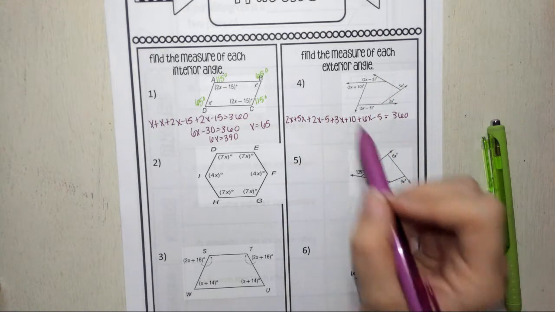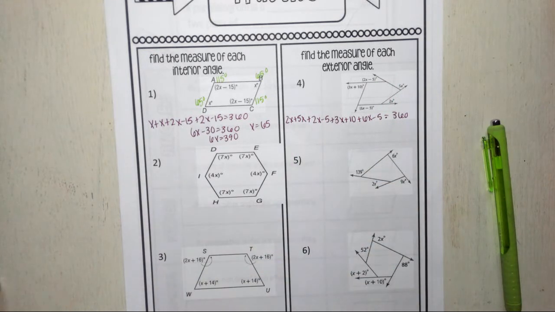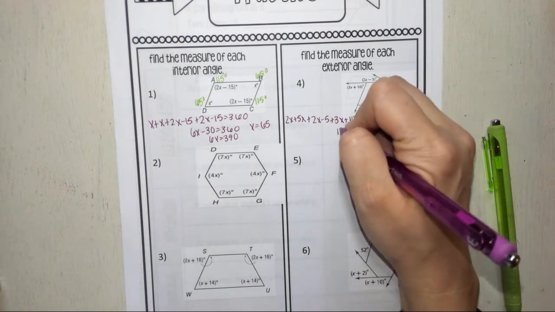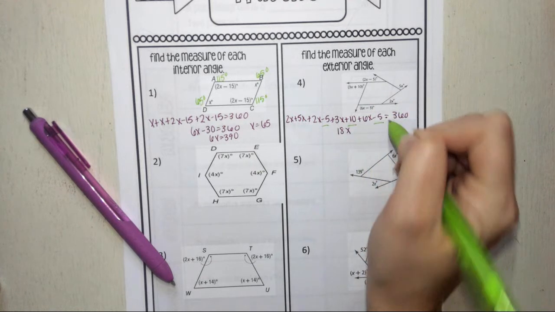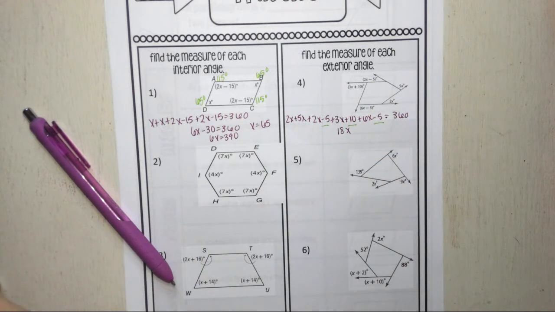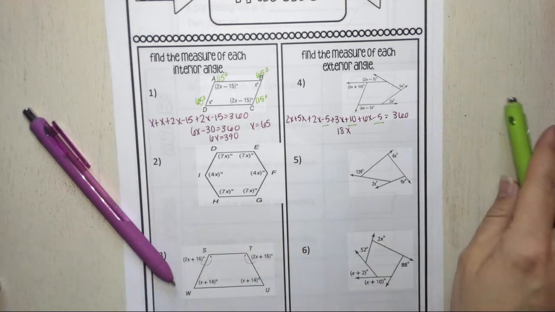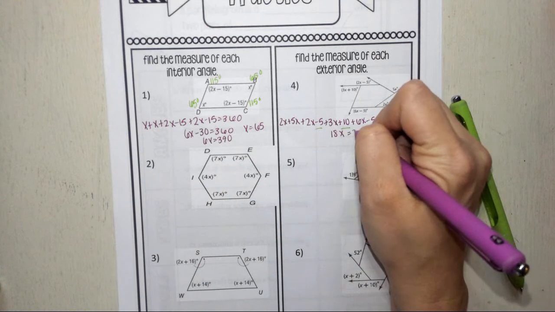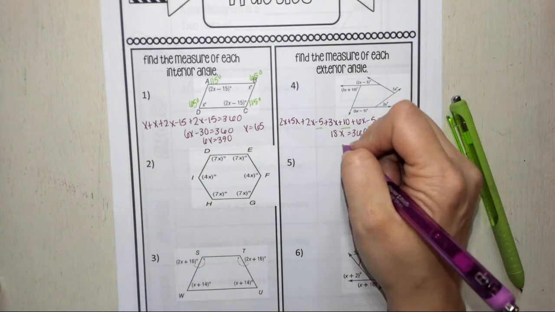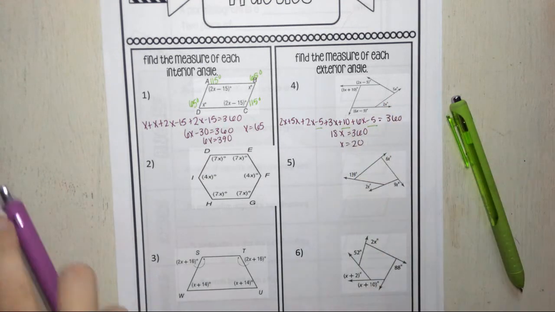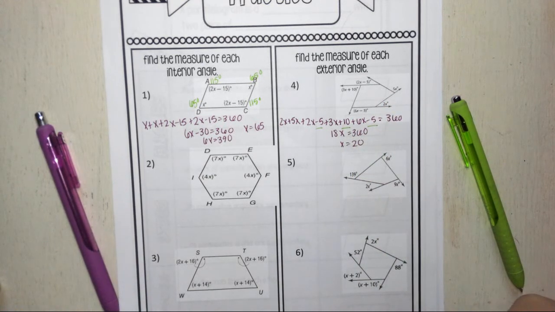Alright, and now I'm going to combine all my like terms. So 2x plus 5x is 7x. Plus 2x, plus 3x, plus 6x. And that gives me 18x. And then I have negative 5 plus 10 minus 5. So negative 5 plus 10 gives me 5. Minus 5 gives me 0, so that cancels. Magic. Now I'm going to do 360 divided by 18. And x is 20.